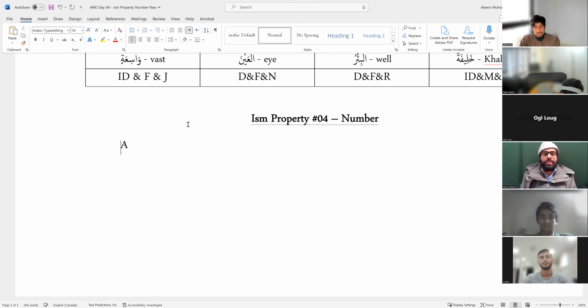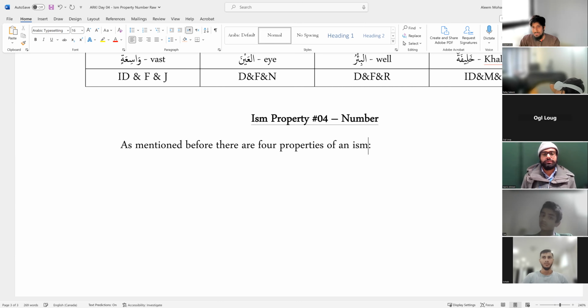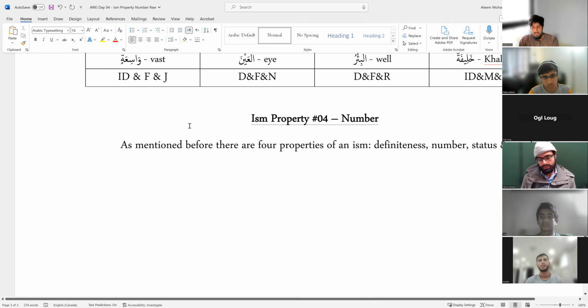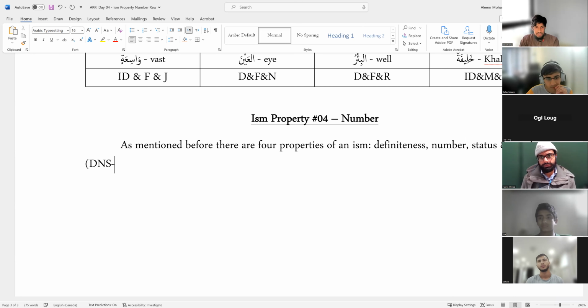So as mentioned before, there are 4 properties of an ism, and I hope this is drilled into your head by now. We have definiteness, we have number, which we're going to cover right now, we have status, and finally gender. The acronym I gave you is DNS-G. That helps you remember it. But every ism that you look at is going to have this. You're going to have to be able to identify these 4 qualities in it.